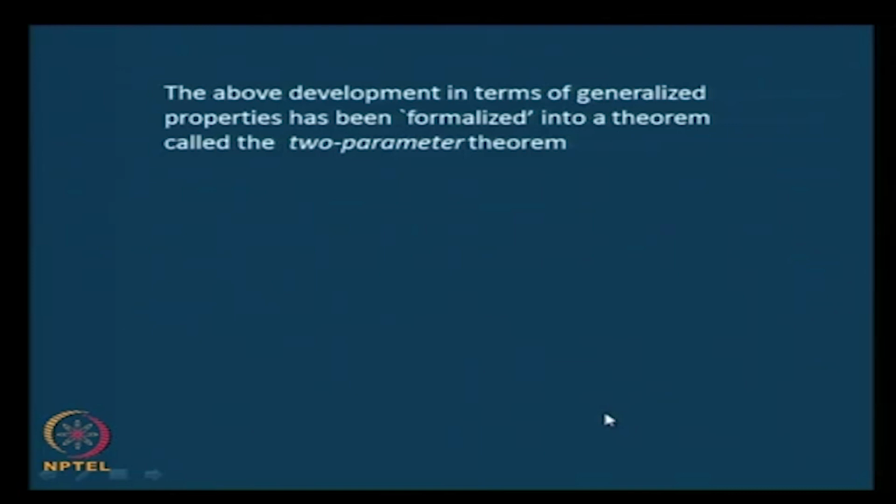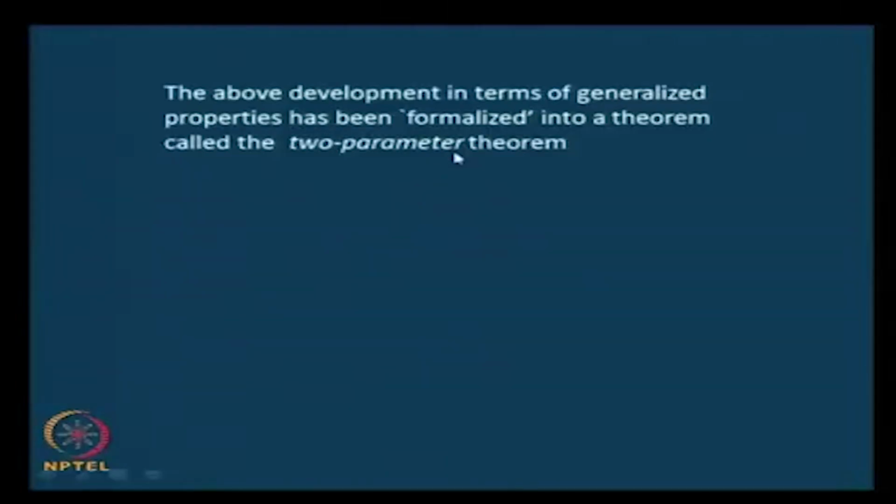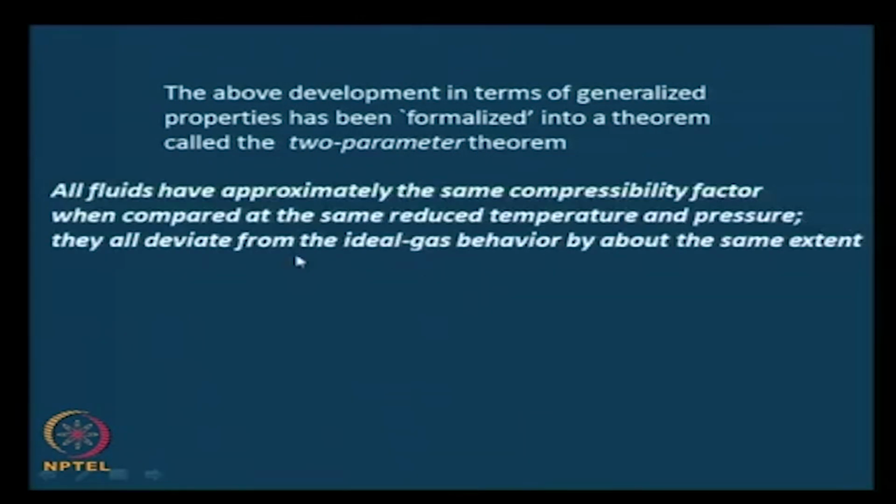So, then we looked at a slightly abstract concept, which was the two parameter theorem. Now, a theorem has a lot of power to it; you have tremendous confidence when you have it in a theorem form. You could apply it in many different situations, and the above development in fact was formalized into a 2-parameter theorem, which said that all fluids have approximately the same compressibility factor when compared to the same reduced temperature and pressure. In other words, they all deviate from the ideal gas behavior by the same extent.